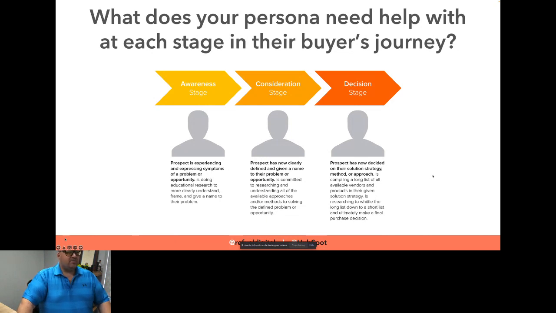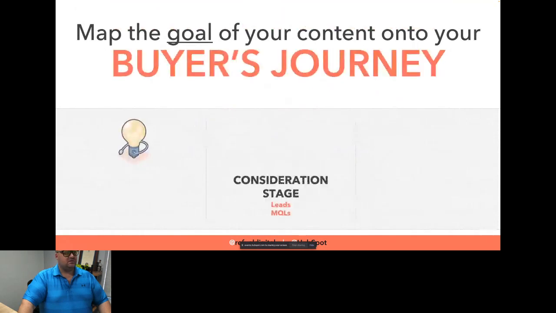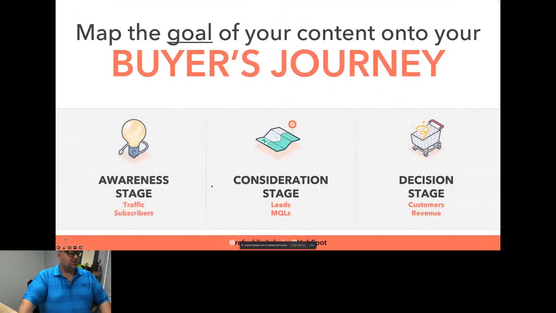So if we think about their buyer's journey in those three stages, then we can look at mapping the goal of your content onto your buyer's journey. So the way HubSpot talk about this is their awareness stage. They talk about their goals being traffic and subscribers. When they reach the consideration stage, their goal is to capture leads that they can start to help nurture through to the decision stage, or marketing qualified leads, people who are qualifying themselves. Then they move on to the decision stage where their goals are totally about customers and revenue.